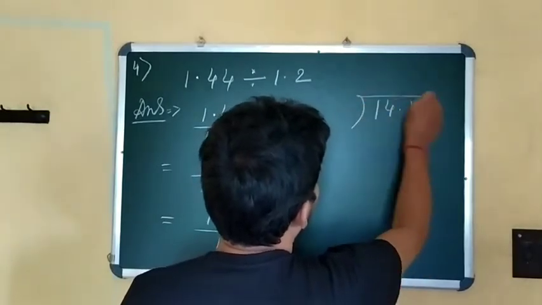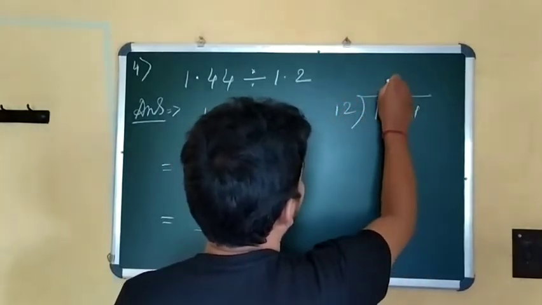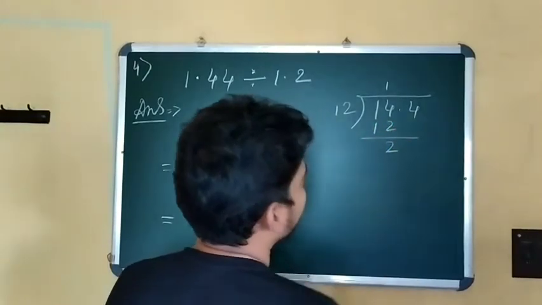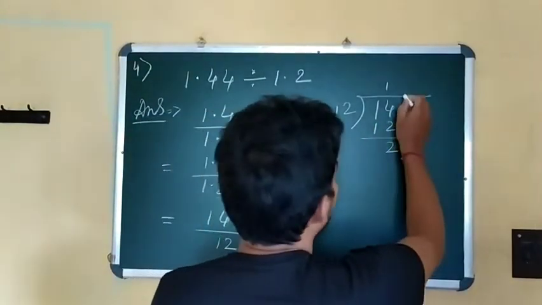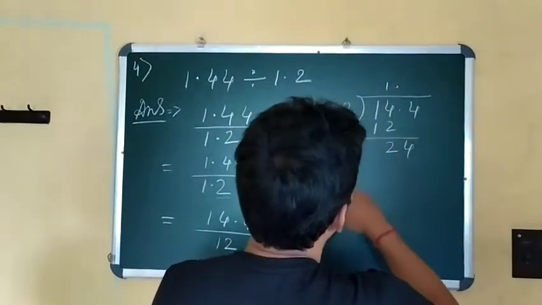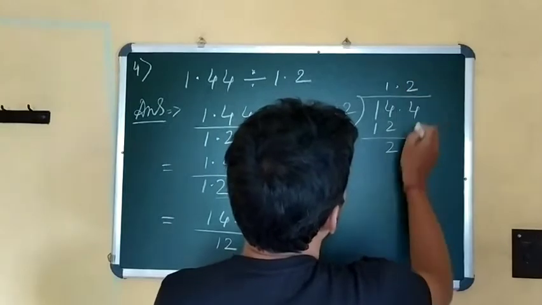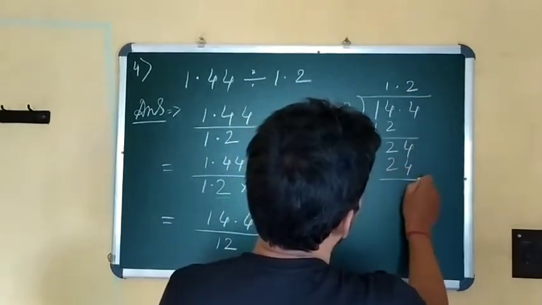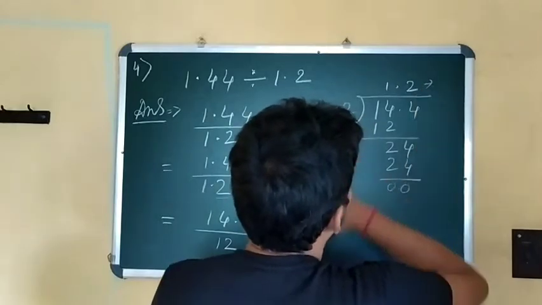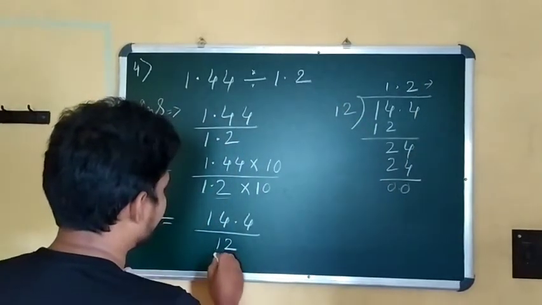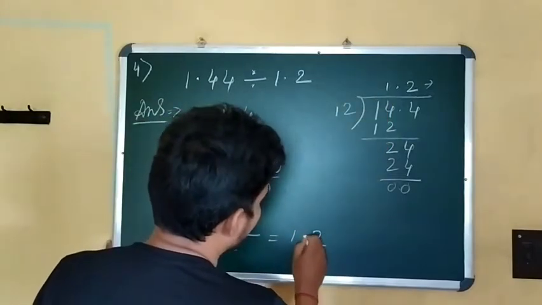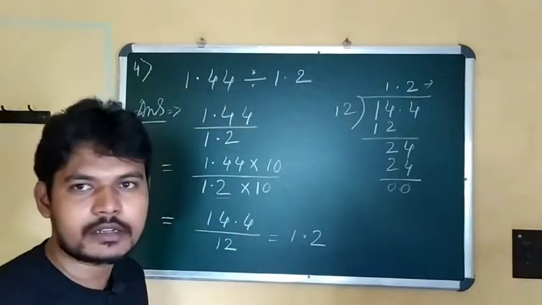Now you divide 14.4 by 12. At first, 1, 12, 2 comes down, then you have to shift the decimal point to take the next digit. So 4 comes down, then 12 into 2 becomes 24. Okay, so that is our quotient. So when we divide this, we get 1.2. That is our answer.